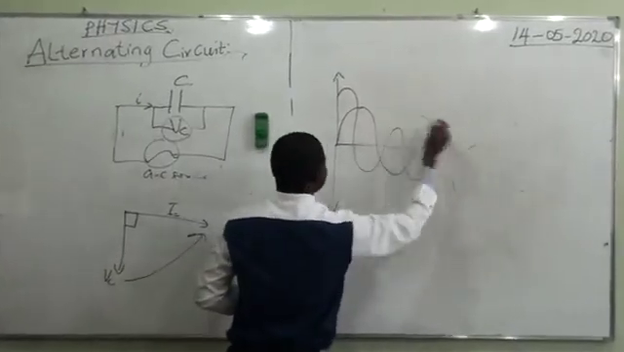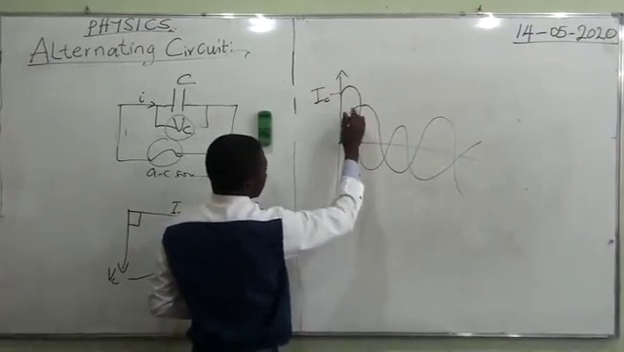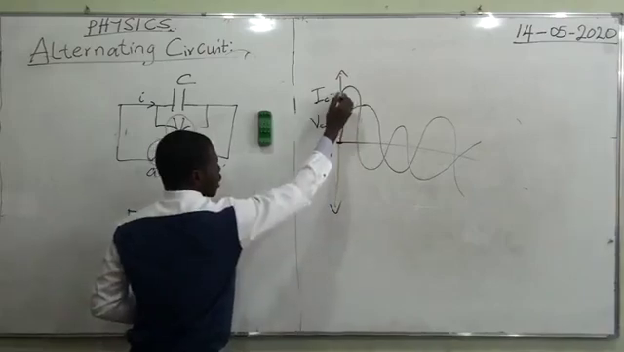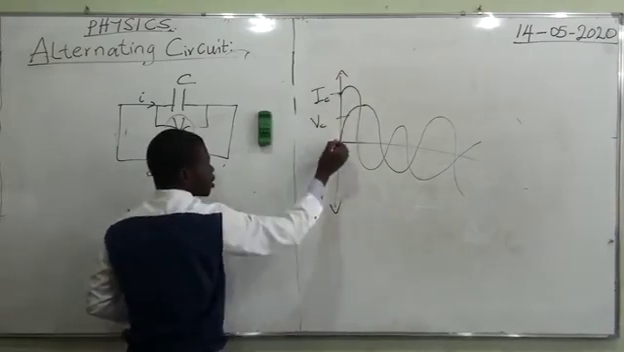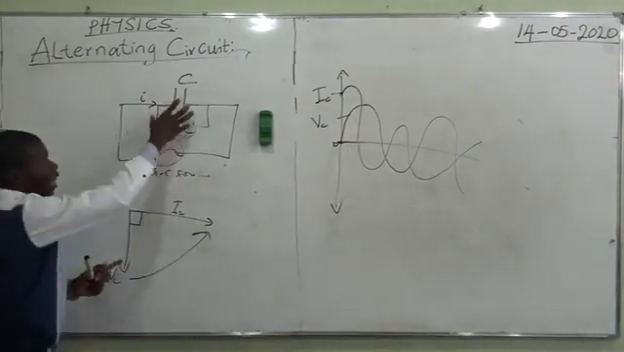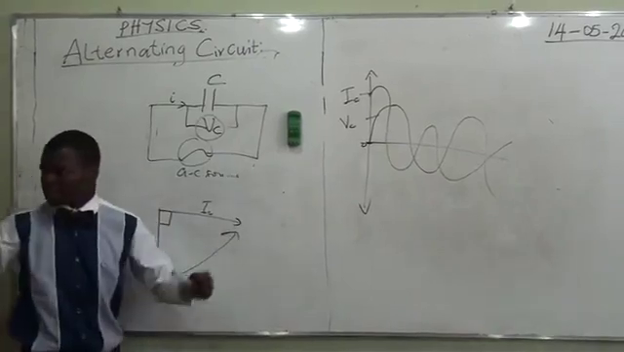It goes like that. So this is for the current, IC, then this second one here is your VC. So there is a path of phasor difference. You check it on the vertical from here to here. This is origin. So the two are still telling us that in a purely capacitive circuit, the current is leading the voltage by 90 degrees.